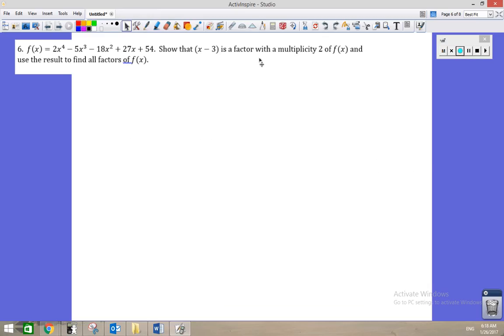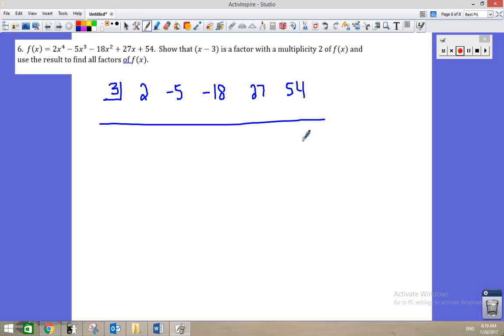This time x minus 3 is a factor with a multiplicity of 2. Let's look and see there's no greatest common factor to these. There's no number that divides all the terms. 4, 3, 2, 1, 0. This is all in standard form. If x minus 3 is a factor, then 3 is a 0. When it's in factored form, you take the opposite. So I've got 2, negative 5, negative 18, 27, and 54. I'm expecting a 0 here. Let's see if I get it.